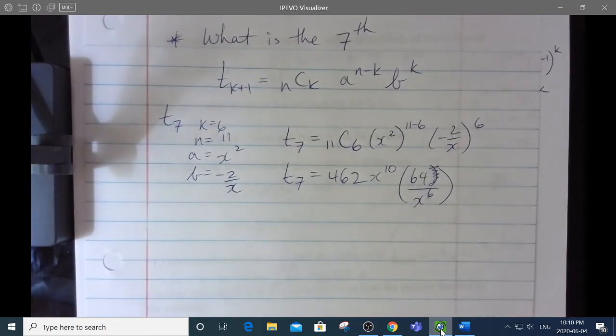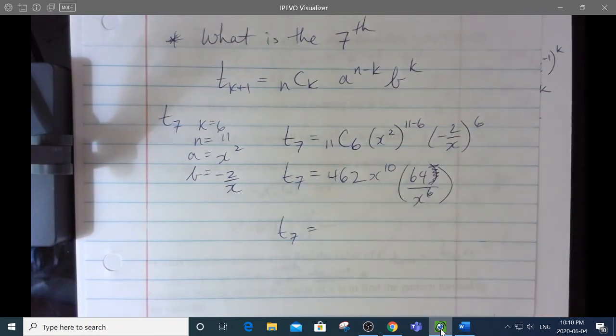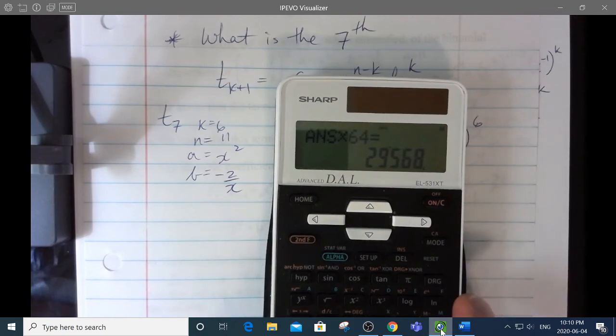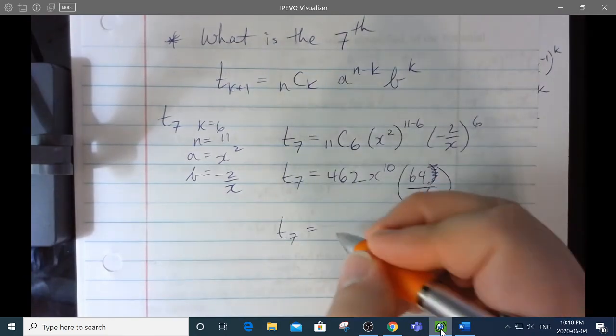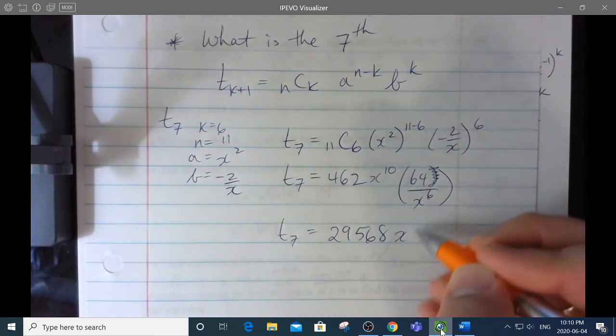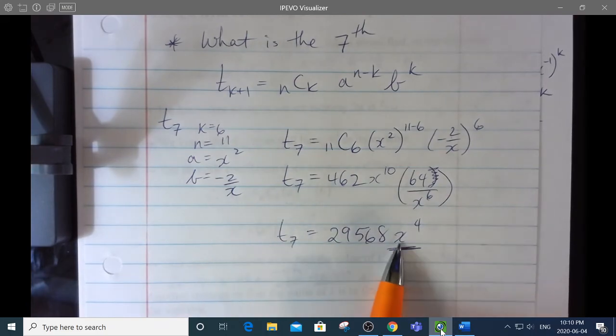And so to make that into a simplified answer, it's 462 times 64. I don't know what that is. Sweet. 29,568. And x to the 10 divided by x to the 6 is x to the 4. And yes, that was what we wanted, right? We wanted the term with the x to the power 4.